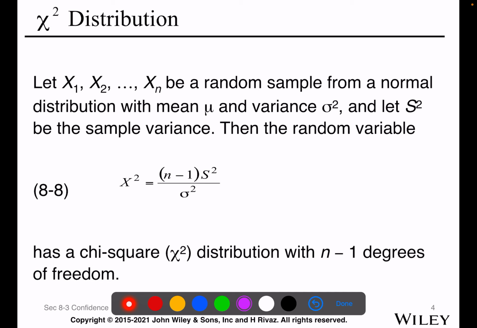So basically, the problem setup is that we have n random samples from a normal distribution with mean mu and variance sigma squared, and s squared is the sample variance. Then the random variable chi-squared, which is n minus 1 times s squared divided by sigma squared, has a chi-squared distribution with n minus 1 degrees of freedom.